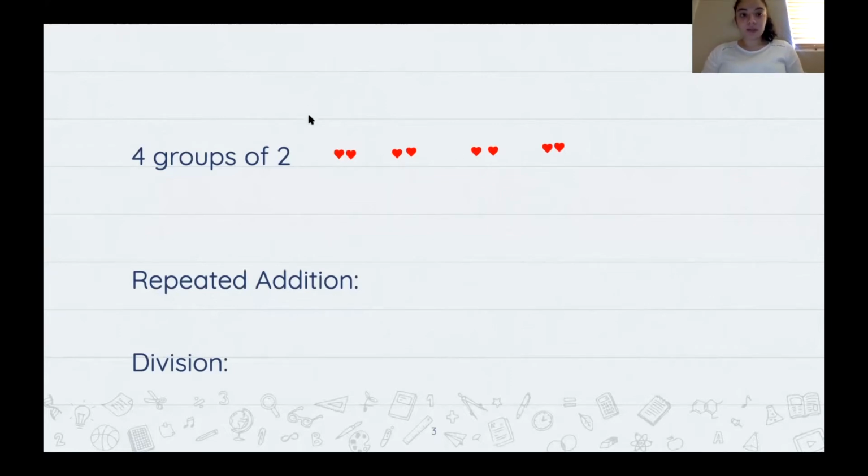We're going to write our repeated addition problem. So it's going to be 2 plus 2 plus 2 plus 2 equals 8 because we have 8 hearts in total. So now we're going to write our division problem again. Remember, we always start with the total number, which we just found out was 8. And we are going to divide it by our total number of groups, which we have up here, divided by 4 because we have 4 groups.